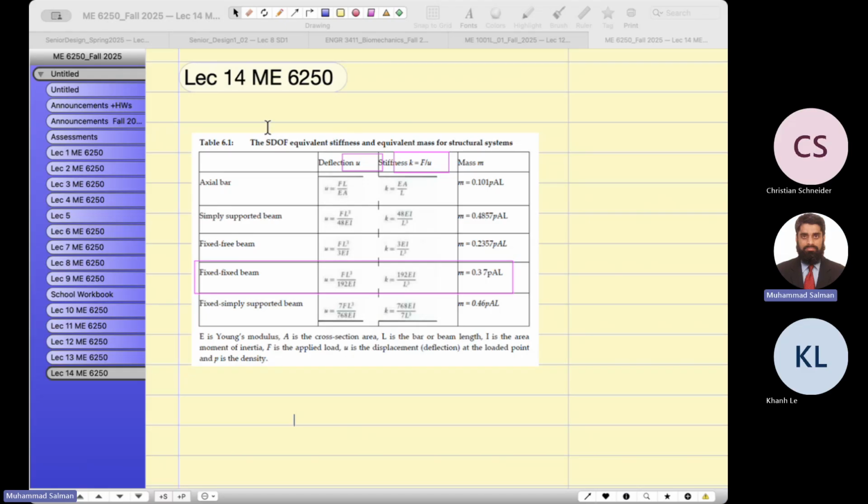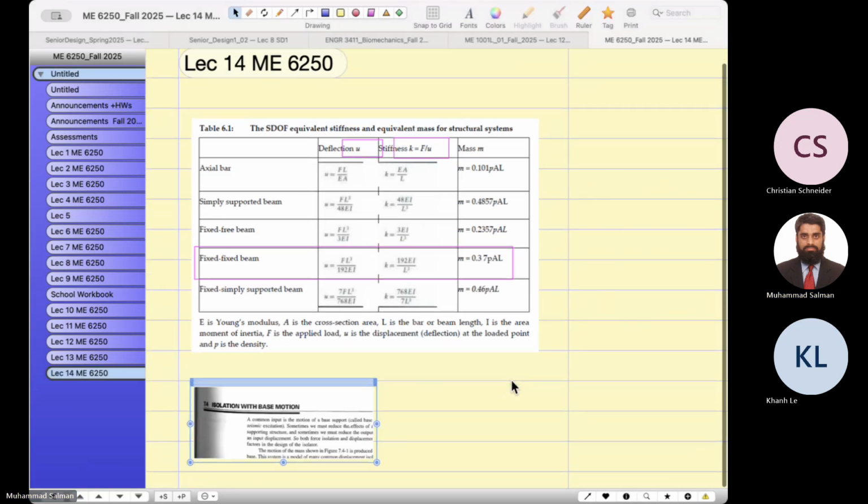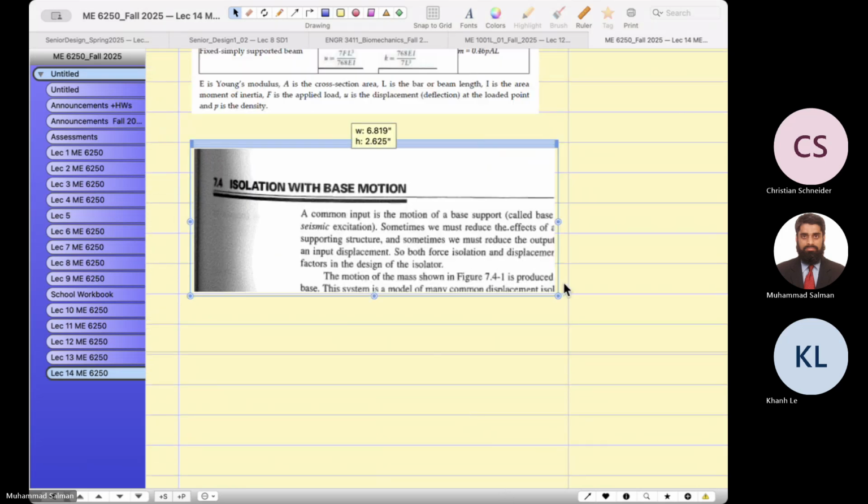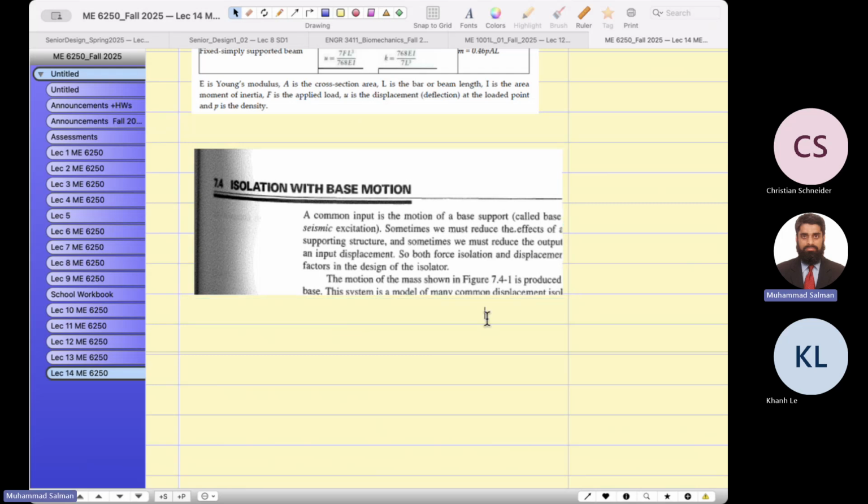Number 7 is vibration isolation. So let me show you with this one. Isolation with the base motion. If your base is moving up and down, how do you isolate the motion of the base?